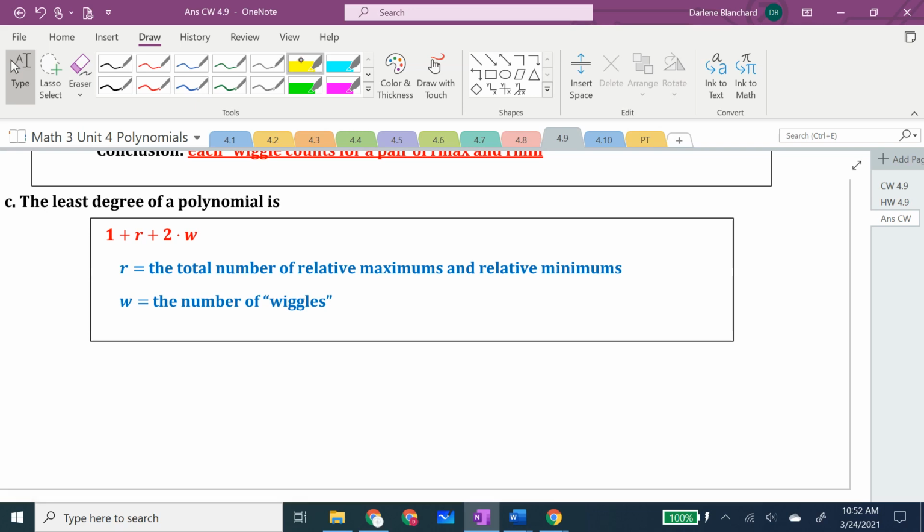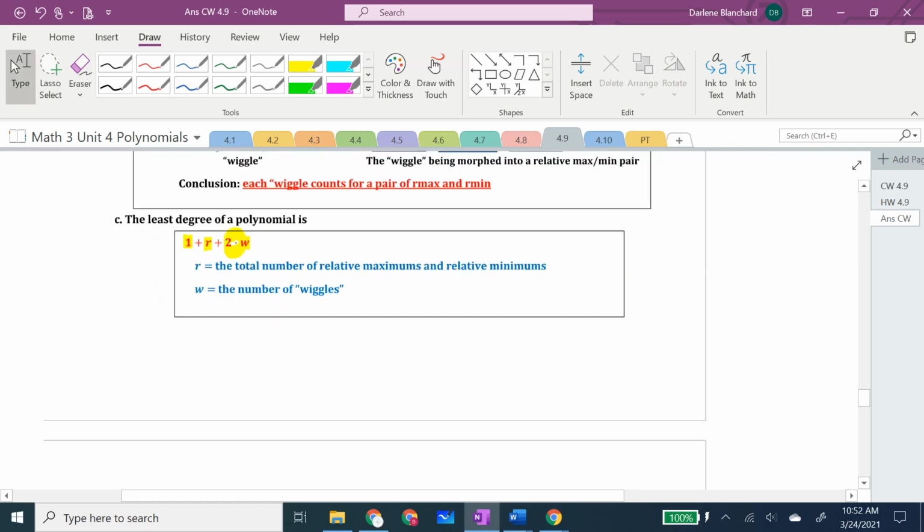So basically, R stands for the number of relative minimums plus the relative maximums. If W is every wiggle you see, double it because it is counting for 1 apiece, a minimum and a maximum. And then add 1, and that's going to be your minimum degree.